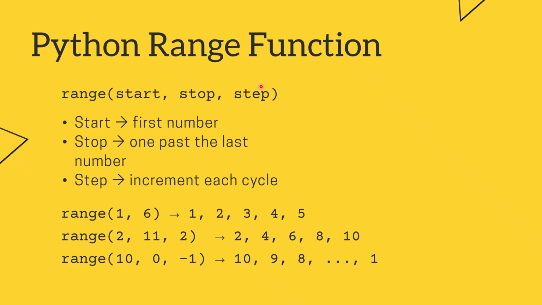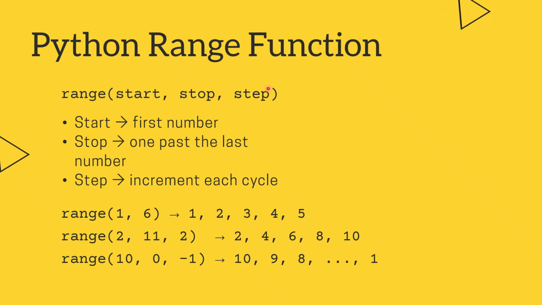So this third value, the step value, is really helpful when you only want certain numbers. Like if it's telling you to do only the odd numbers, or only the even numbers, you need to skip numbers. That means you need to skip every other one.